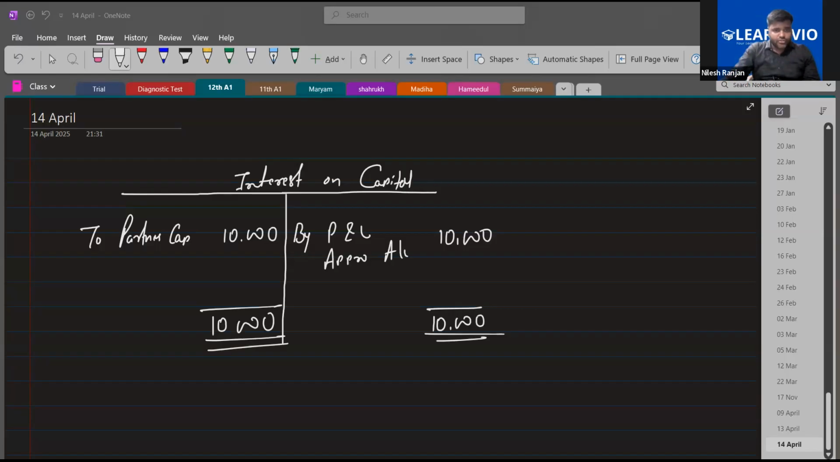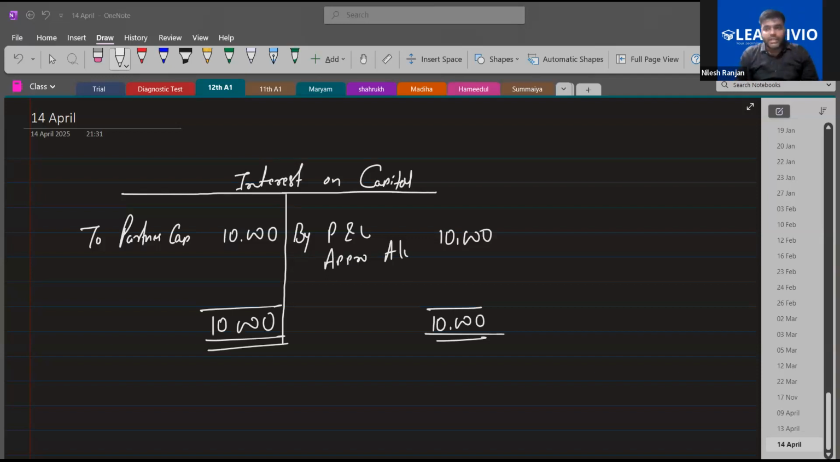After this, there is interest on drawing. Yes, interest on drawing. This is income for the firm. So partners capital account debit to interest on drawing account, and then for closing the account, interest on drawing account debit to profit and loss appropriation account.